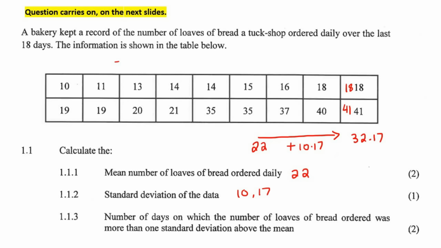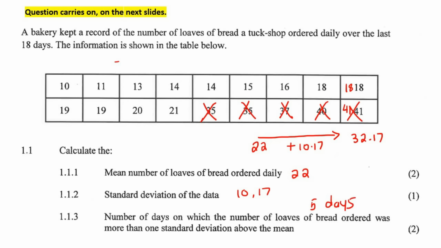So they want to know on how many days was it more than 1 standard deviation above the mean. So anything more than 32.17. So that would be this number, this number, this number, this number, and this number. So that's 5 different days. So you'll just say 5 days.